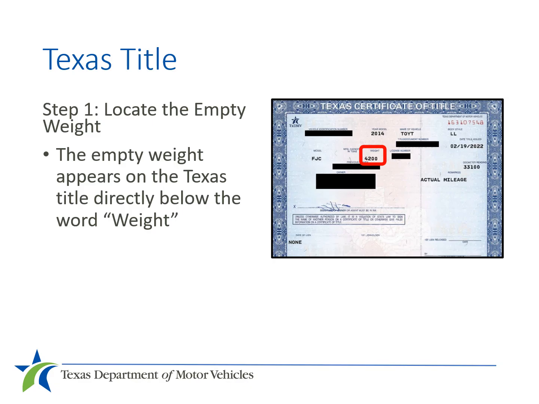Once you determine the weight listed on the Texas title, proceed to step 2 for Texas titles. In the example shown, the weight is listed at 4,200 pounds. This is indicated in the red box shown on the sample title. Let's proceed to step 2 to determine if any additional steps are needed.